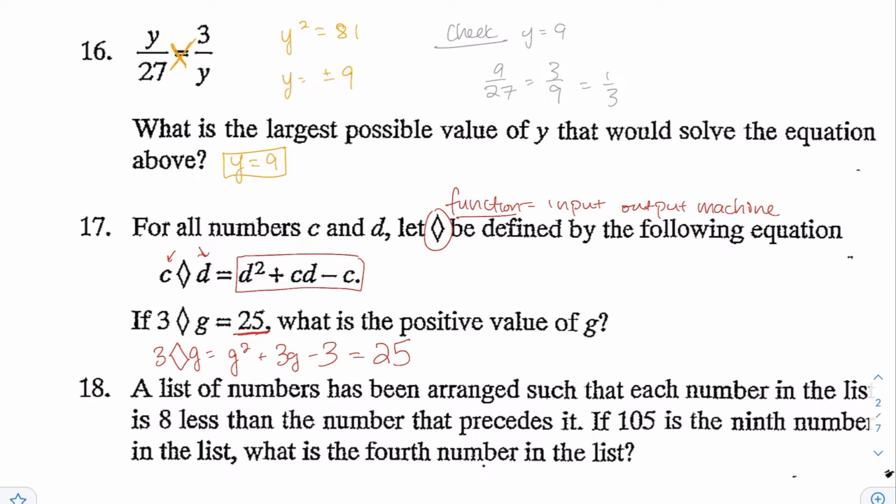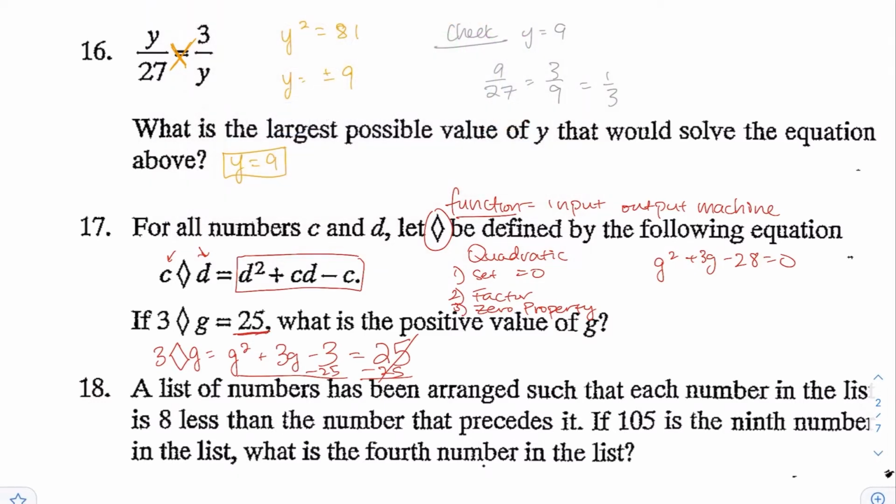And to solve a quadratic, you need to set the equation equal to 0 by moving everything to one side. And then step 2 is to factor. And once you factor, you'll have to use the 0 property to solve, because you can have more than one value for the variable G in this case. So to solve for G, you need to subtract 25 on both sides to move everything to the left. So that will give you G squared plus 3G minus 28 is equal to 0.